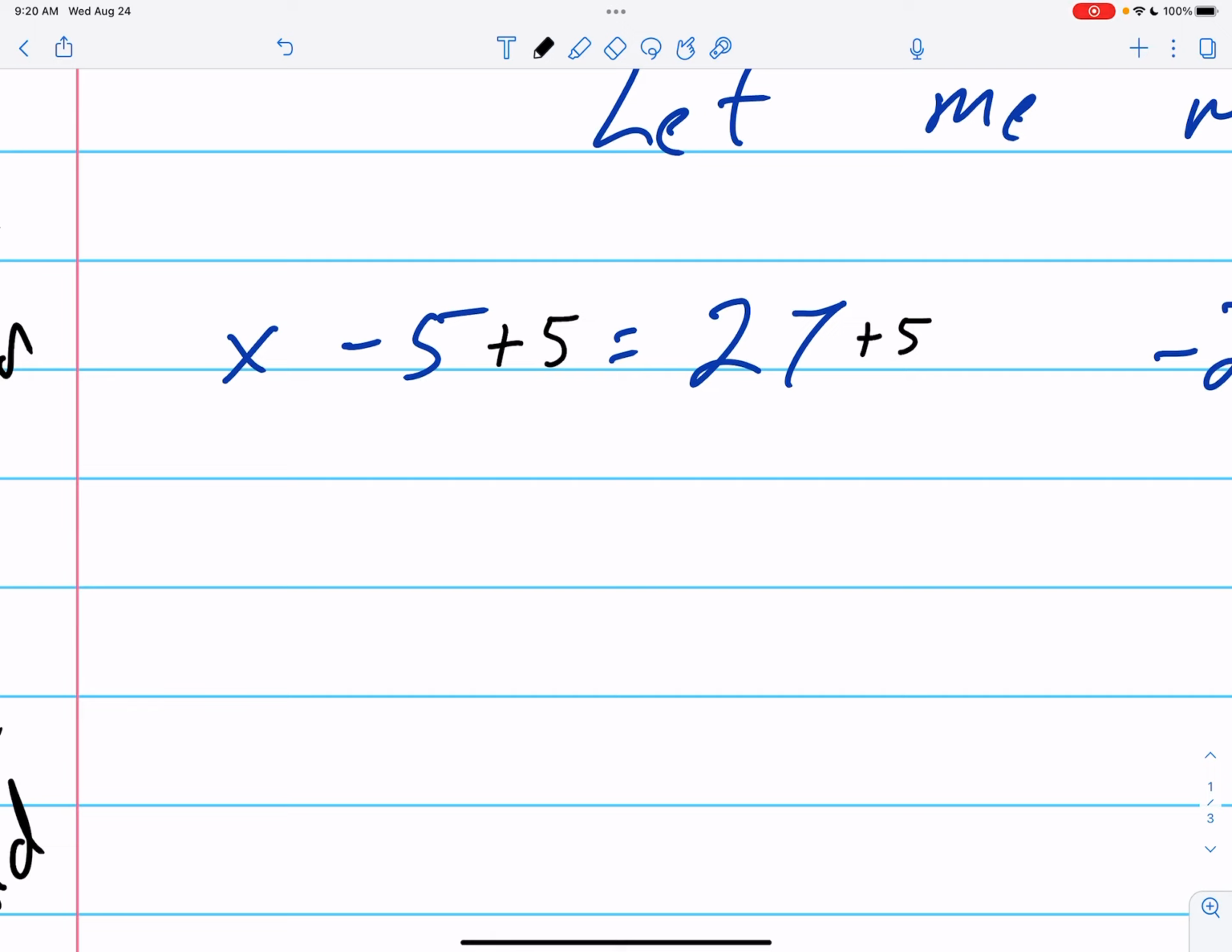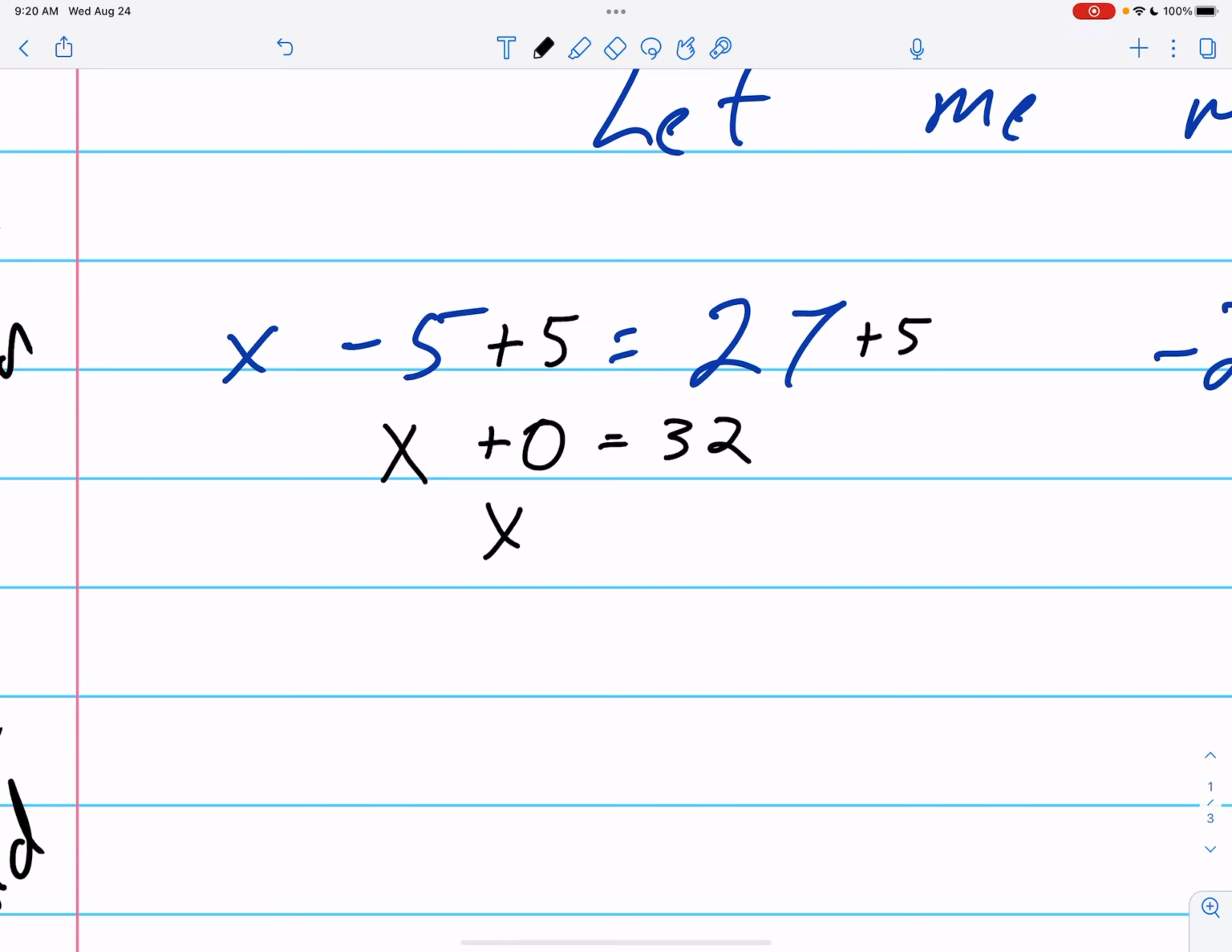So I look at this and I say, all right, on the left, simplifying, I have x. Minus 5 plus 5 is 0. I'm not going to write this usually because it's the additive identity, so it doesn't do anything when you add or subtract 0. But I'm just going to put it there for good measure for right now. 27 plus 5 is 32.